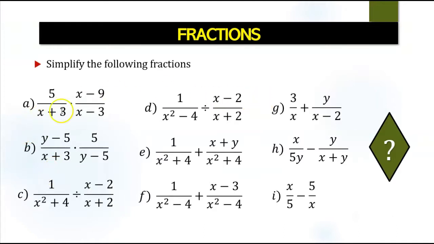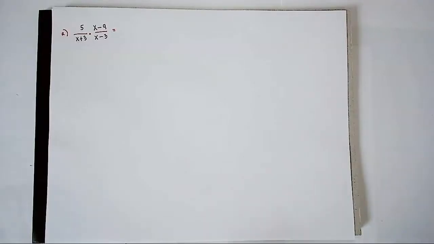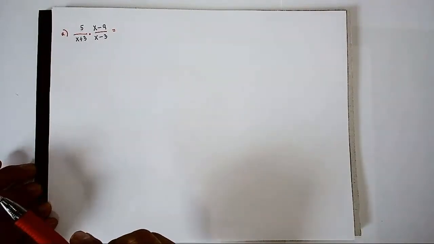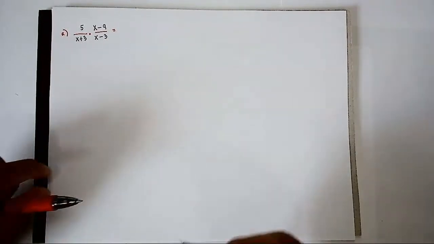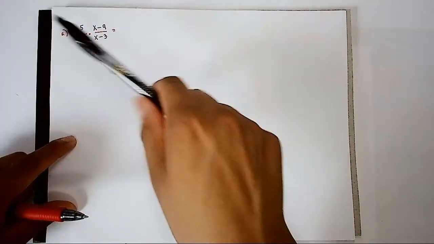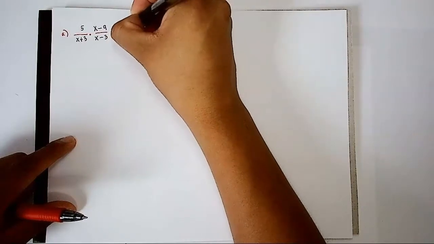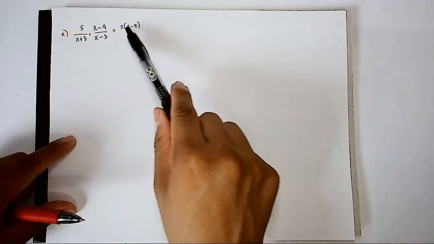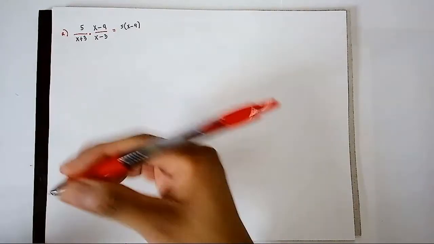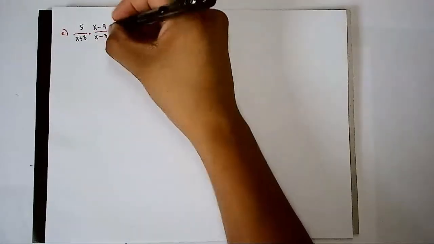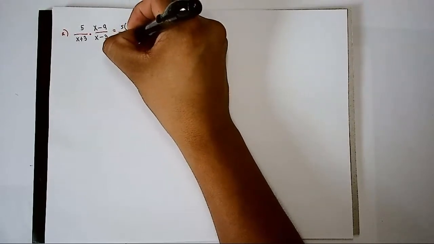Let's solve the following examples to illustrate how we work with fractions. In exercise A, we have two fractions that are multiplying each other. This will be equal to the multiplication of the numerators divided by the multiplication of the denominators.